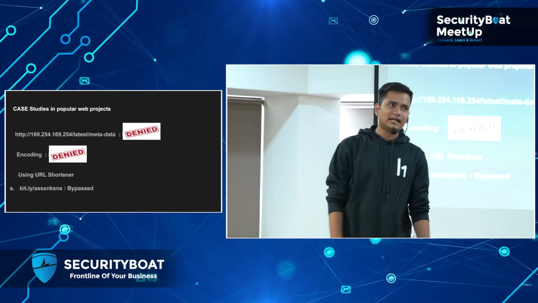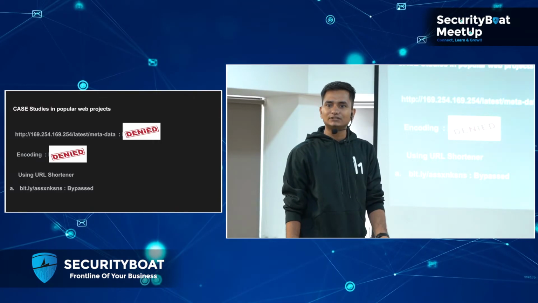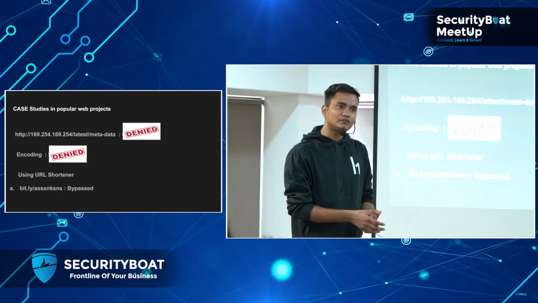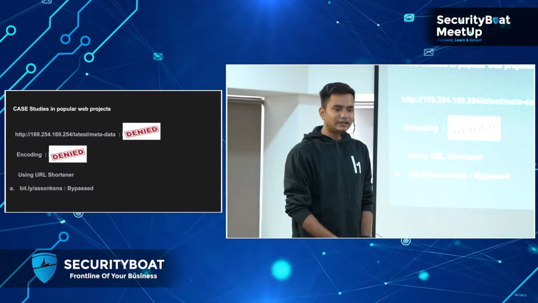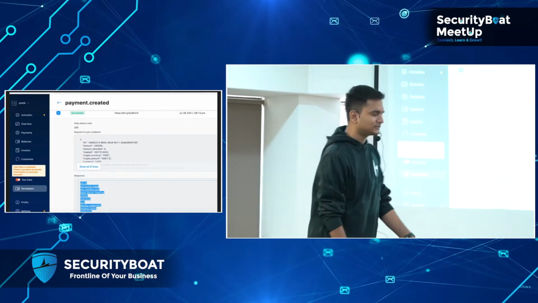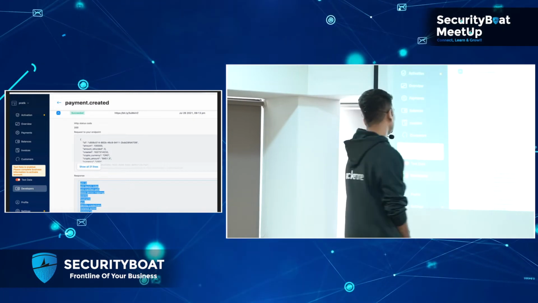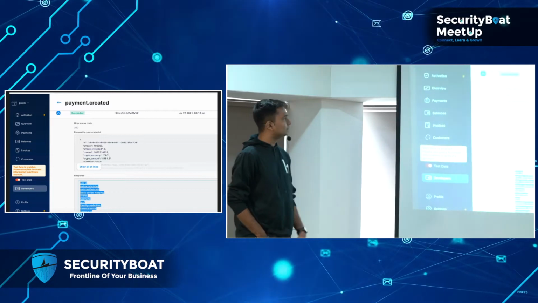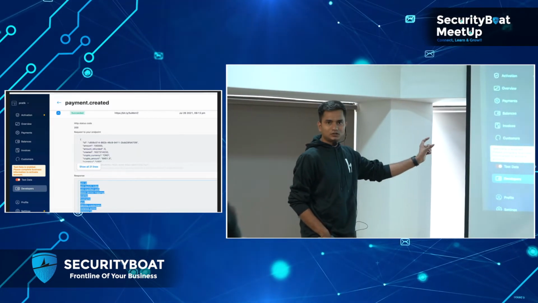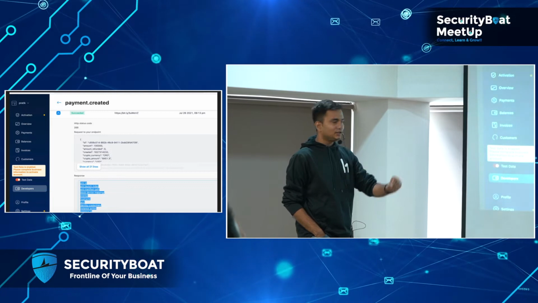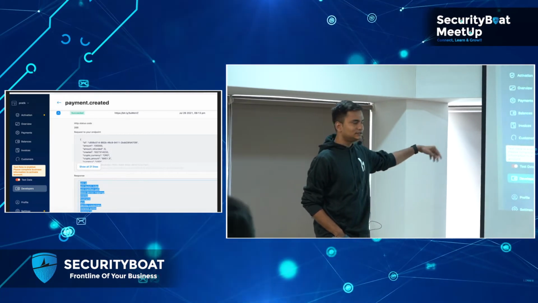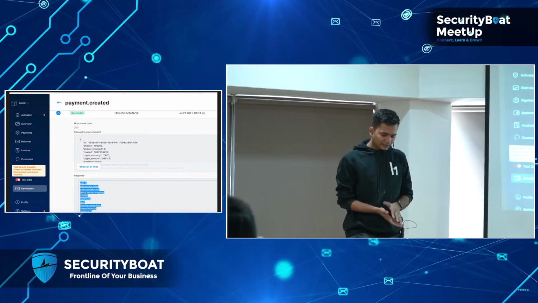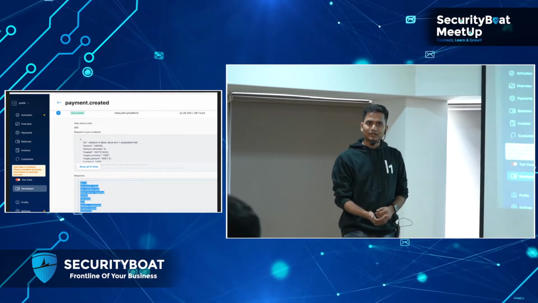So what I did, I used bit.ly. I think everyone knows it. It's a URL shortener. So I created the shortened URL of the AWS metadata IP. So this is the web application. Here there was a feature called developer. So I created a webhook of that shortened URL, and then I created an invoice. There is a feature here, invoices. So when we create an invoice, the webhook gets triggered.